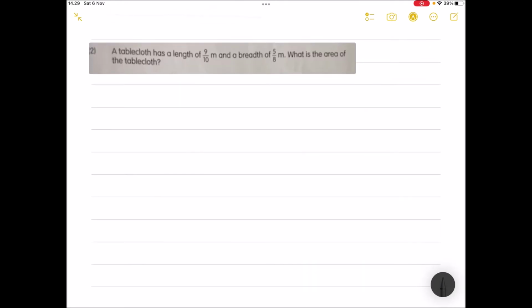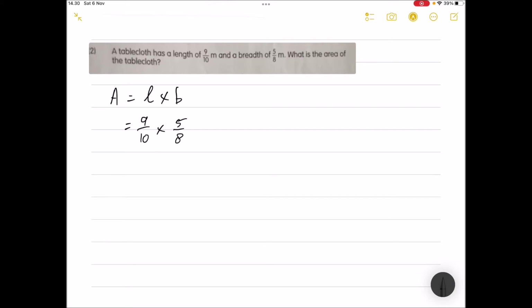A tablecloth has a length of 9/10 meter and a breadth of 5/8 meter. What is the area of the tablecloth? Well, to understand this situation, we have to know that the tablecloth mentioned here is a rectangle. Most of the time, especially when it says length and breadth, we can easily assume that it is a rectangle. So how do you find the area of a rectangle? The area of a rectangle is length multiplied by its breadth. In this situation, the length is 9/10 multiplied by 5/8.